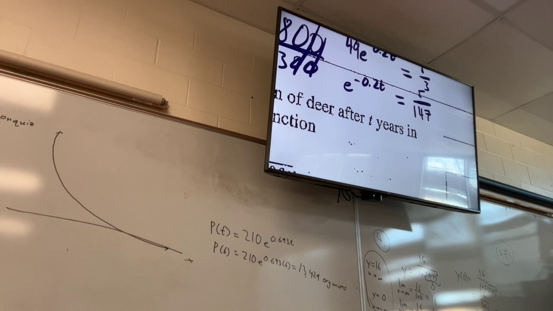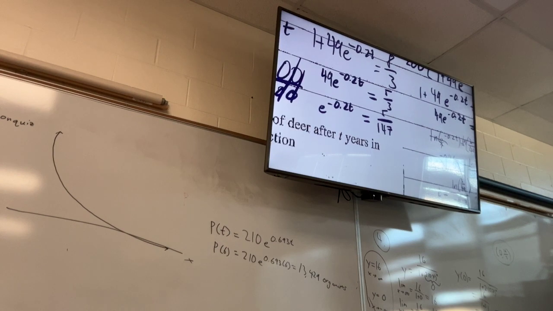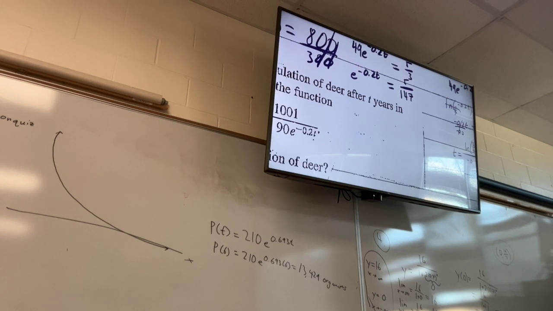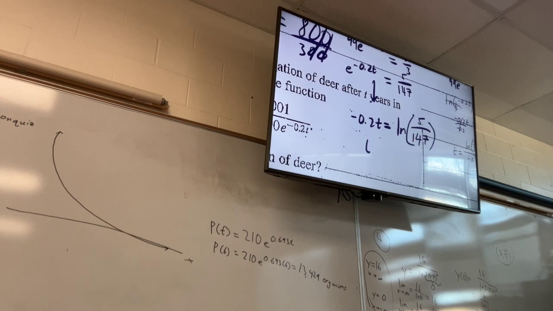Alright, so I'm really close to solving for t. What do I need to do? T's stuck inside an exponent. What do I do? The log. Do the ln of both sides, yeah. Okay, so ln, I'm going to keep going a little bit below here. I know that negative 0.2 t is going to be equal to the ln of 5 over 147. So my final answer, t is going to be ln 5 over 147 divided by negative 0.2.